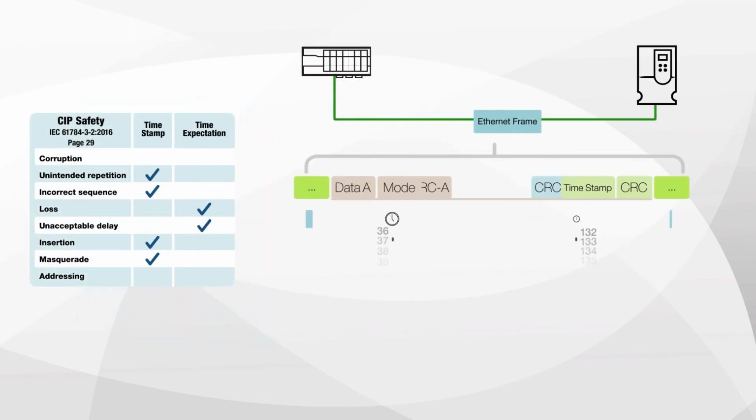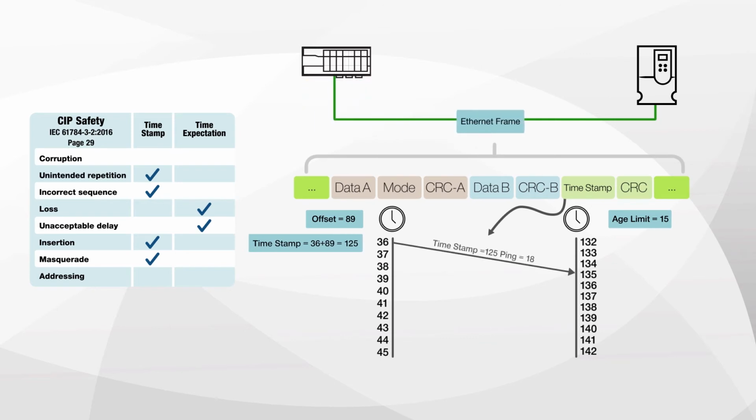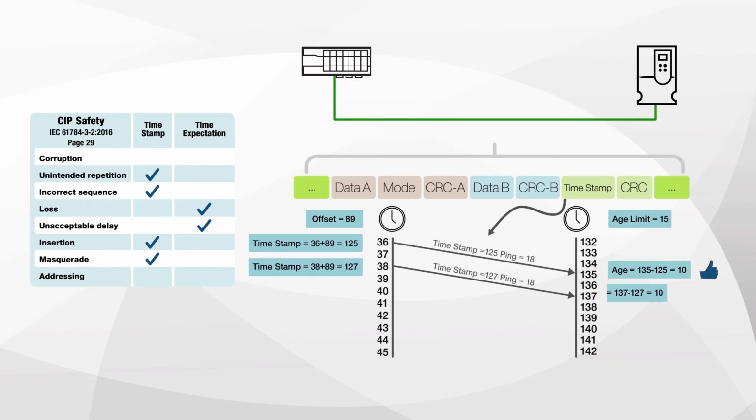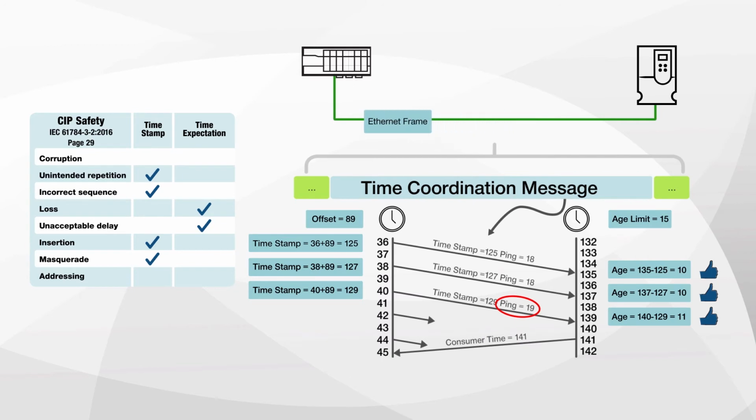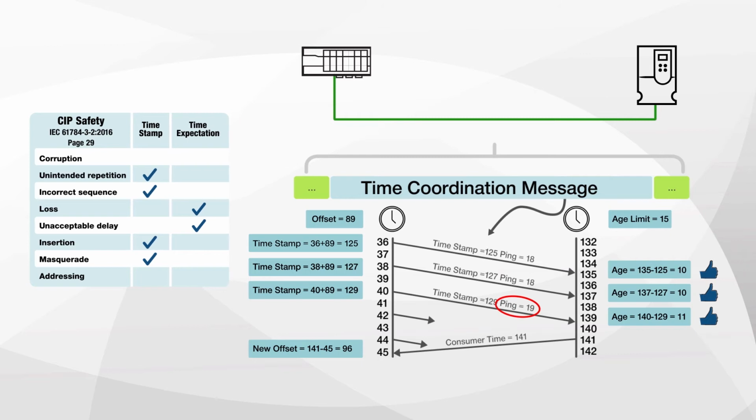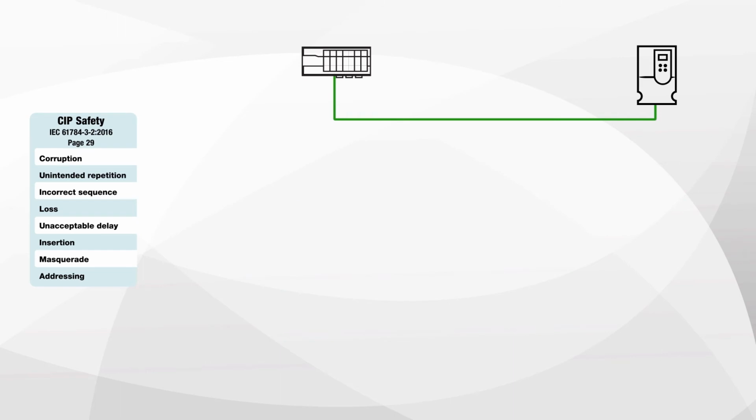Let's look at how those errors are mitigated. To measure the age of the data, which can detect packets which are lost, delayed, repeated, inserted, or out of sequence, a combination of timestamps and time expectation is used. The device compares received data against an expected age limit for packets. To keep the clock synchronized, time coordination messages are passed as well.